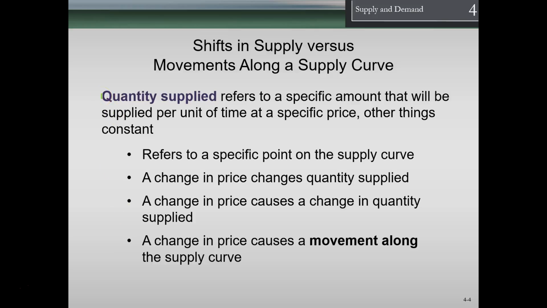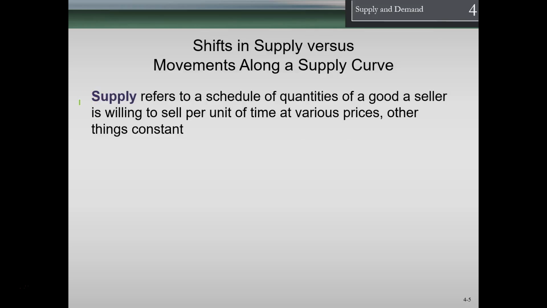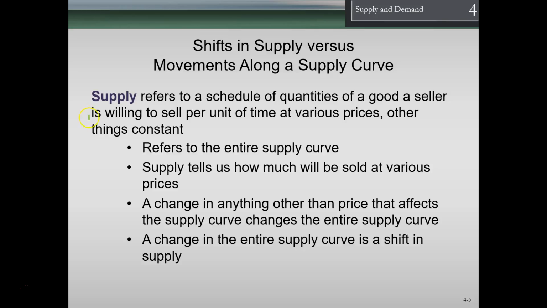So we're going to contrast quantity supplied with supply. Supply refers to a schedule of quantities of a good a seller is willing to sell per unit of time at various prices, other things constant. So now we're talking about the entire curve, the set of points. It refers to the entire supply curve rather than just a point on the supply curve. Supply tells us how much will be sold at various prices, so it gives us the whole set. A change in anything other than price that affects the supply curve changes the entire supply curve. So if we talk about a change in price, we're talking about movement along the supply curve. If we talk about anything other than a change in price that affects the supply, then the supply curve is going to shift. All right, and a change in the entire supply curve is a shift in supply.